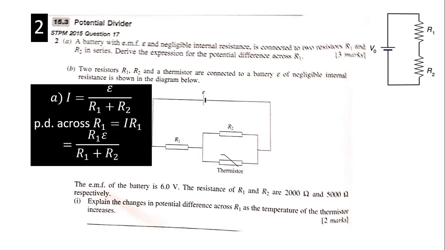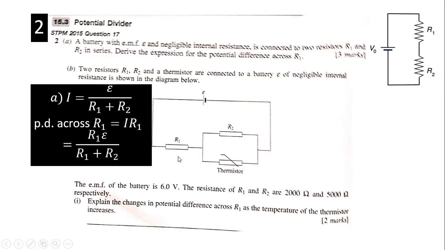Two resistors R1 and R2 and a thermistor are connected to a battery of EMF epsilon of negligible internal resistance as shown in the diagram. The EMF of the battery is 6 volt. Resistance of R1 and R2 are 2000 and 5,000 ohms respectively. Explain the changes in the potential difference across R1 as the temperature of the thermistor increases.